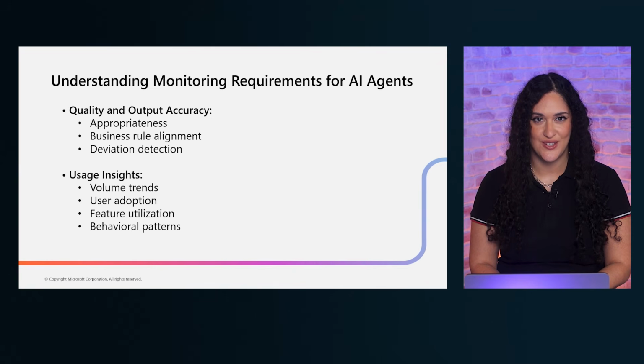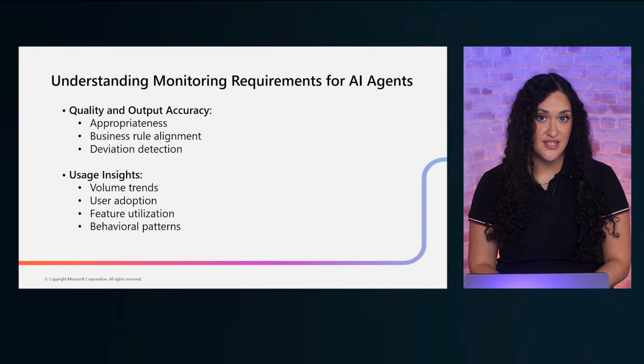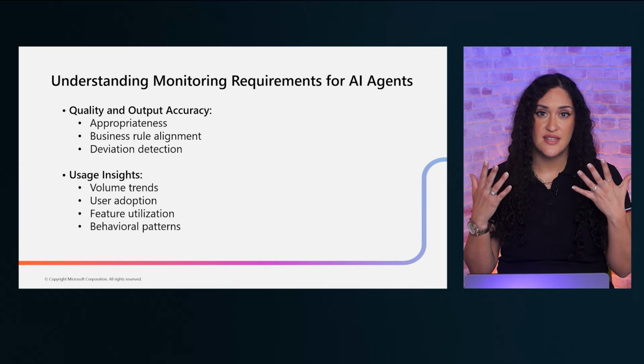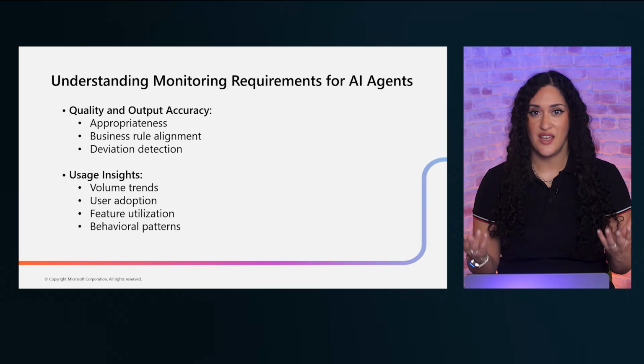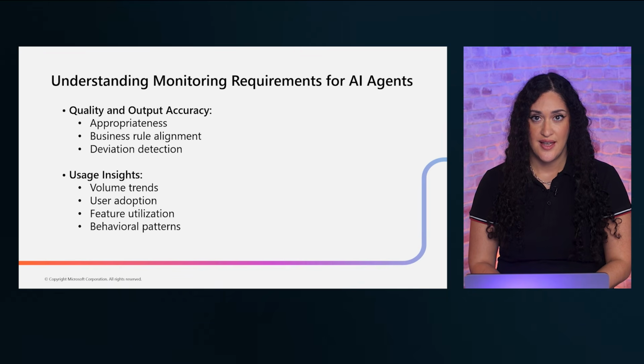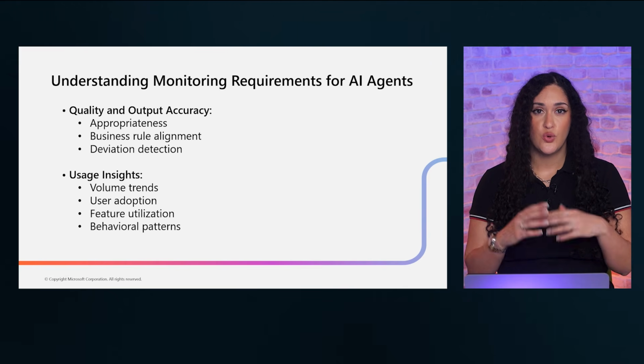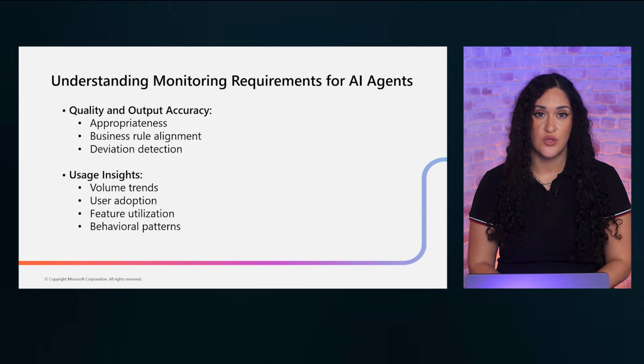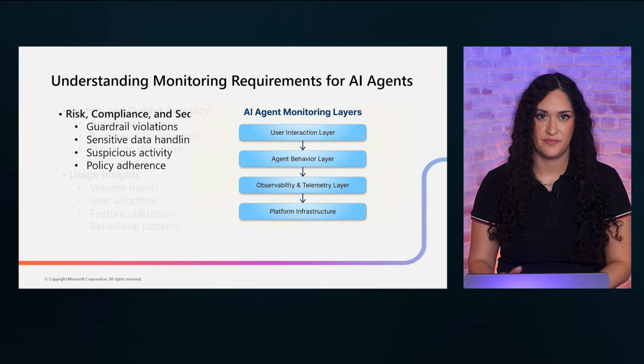Then there are usage insights: volume trends, user adoption rates, feature utilization, and behavioral patterns. Why does this matter? Because an agent with a 99% accuracy rate means nothing if nobody's using it. As a best practice, you need to track adoption just as closely as performance. Make sure you correlate quality metrics with usage data to find patterns that drive real improvements.